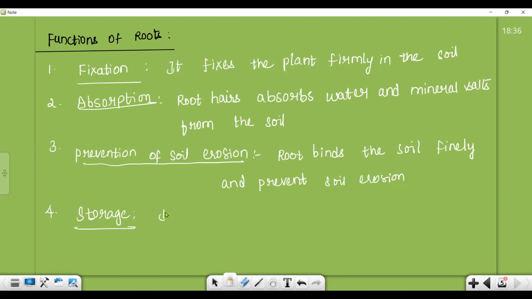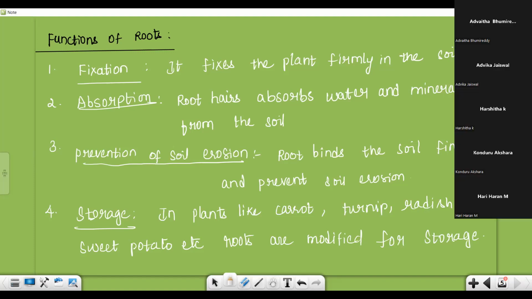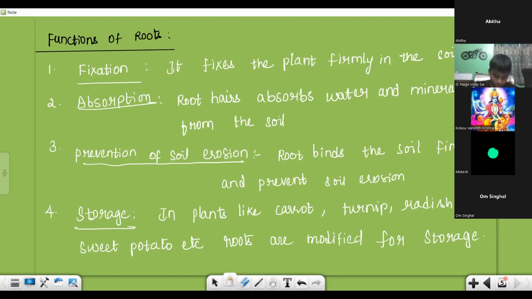Okay. So in plants like carrot, turnip, radish, sweet potato, etc., roots are modified for storage. Okay, that's it. This is about root. Write down.